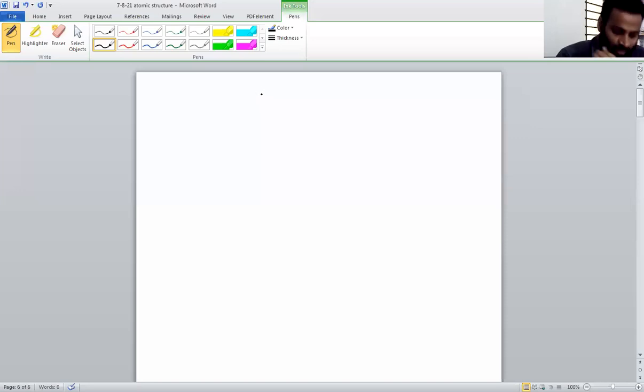So, the discovery of the electron we discussed. The electron was discovered by J.J. Thomson in the discharge tube experiment. A discharge tube is a long glass tube with electrodes connected at both ends: the cathode on the left side and the anode on the right side. At the cathode end we connect a high voltage battery of around 10,000 volts.